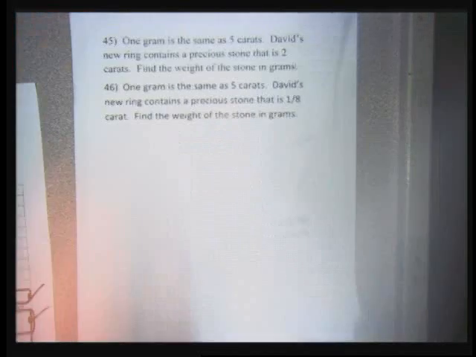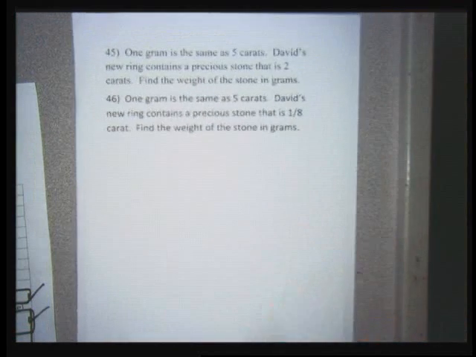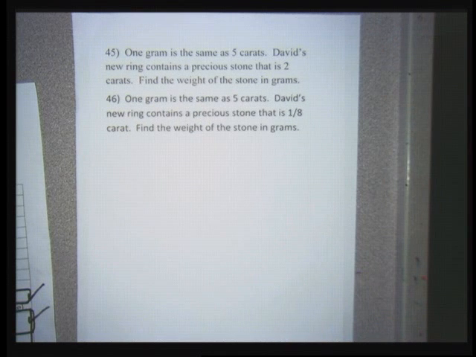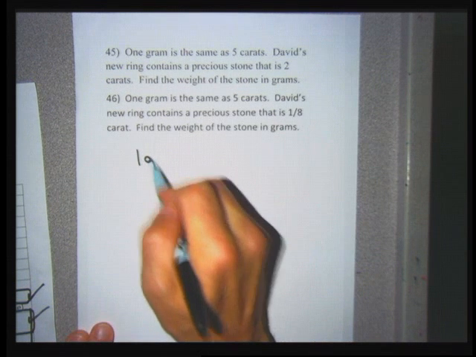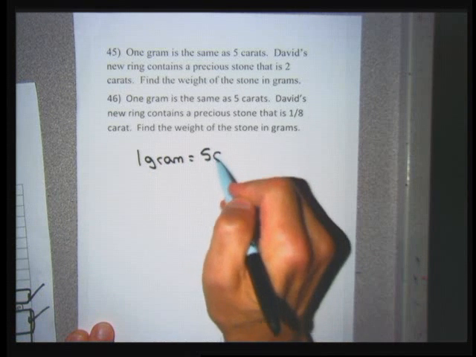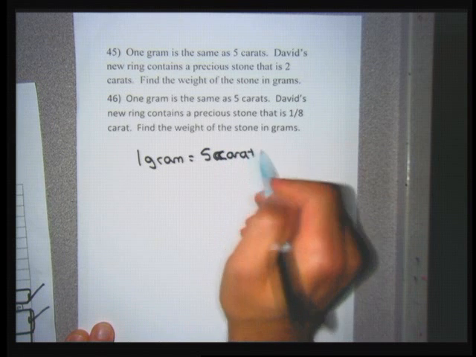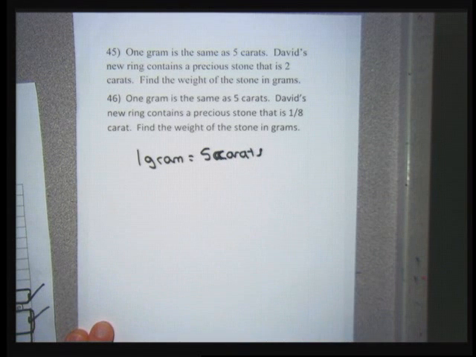I think last problem. Yes. 1 gram is the same as 5 carats. David's new ring contains 1/8 of a carat. Find its weight in grams. So the first sentence tells me 1 gram equals 5 carats. That's the unit that I need for this problem. This was a unit that wasn't in the units on the sheets that I gave up front.